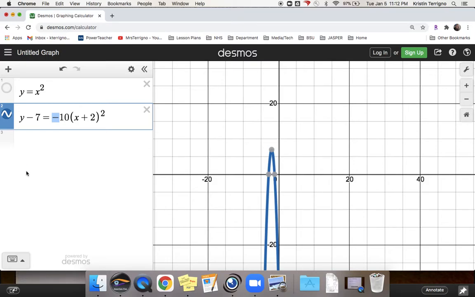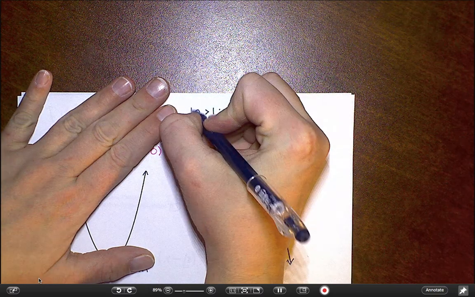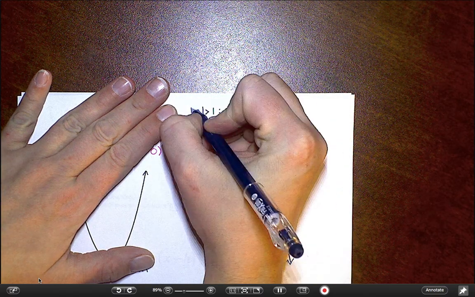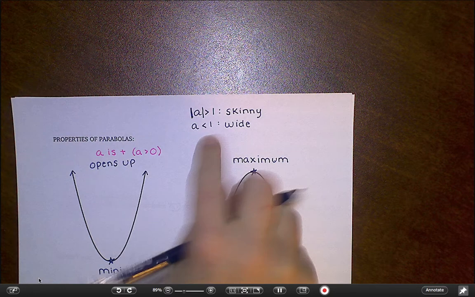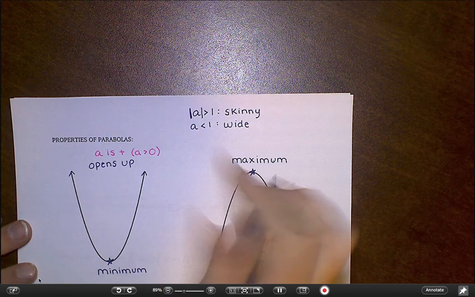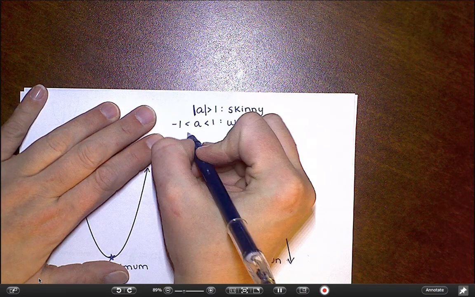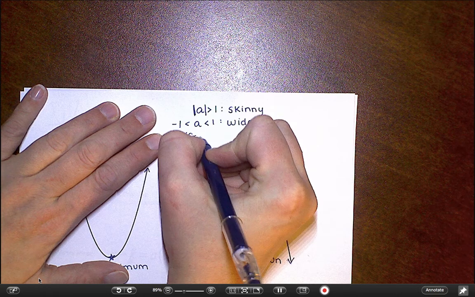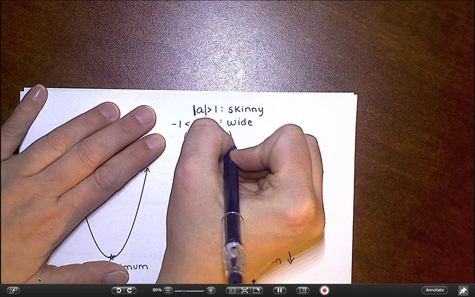So really what we should be saying in our notes here in this notation is that the absolute value, when it's larger than 1, we're going to have a skinny parabola. And with our A value being less than 1, but if it stays above -1, so really we're talking fractions and decimals here, that's when my parabola is going to be wide.